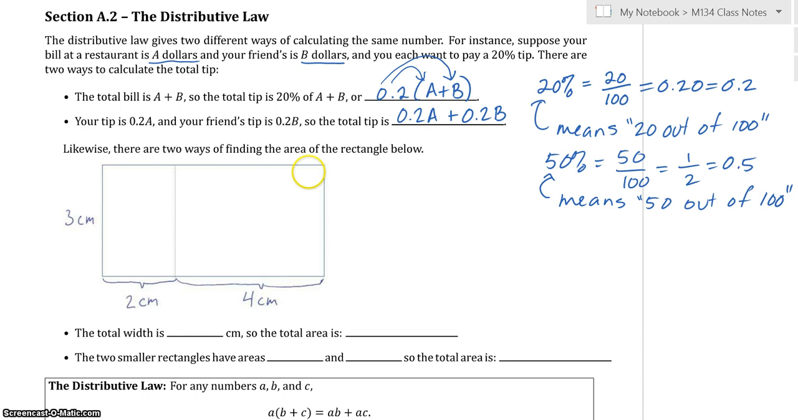Likewise, there are two ways of finding the area of the rectangle. The total width is, so we could say the total width is 2 plus 4. So the total area would be the length times the width, which would be 3 times (2 plus 4), which by the way is 3 times 6, which is 18.